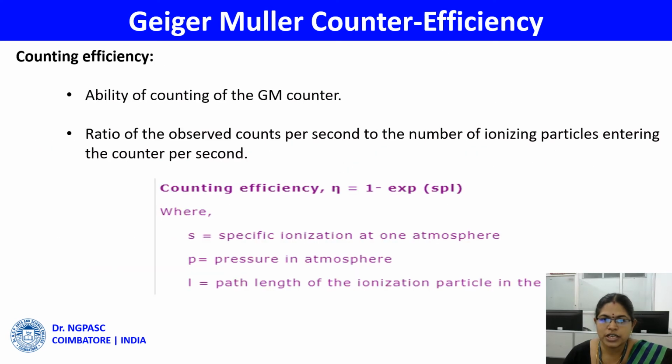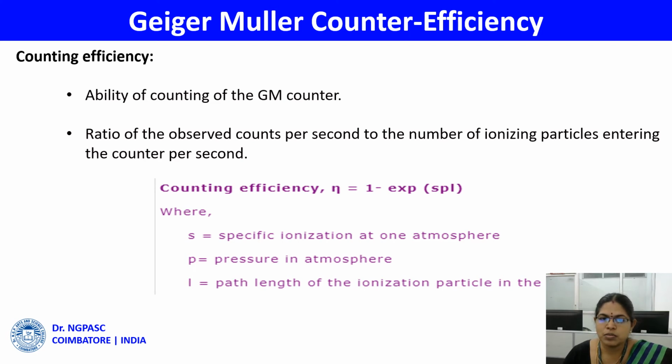So how can we calculate the efficiency of a GM counter? It is defined as the counting ability of a GM counter, otherwise the ratio of observed counts per second to the number of ionizing particles entering the counter per second. That is, how much radiation entered the tube, and how much of it is counted after ionization. That is the counting efficiency.